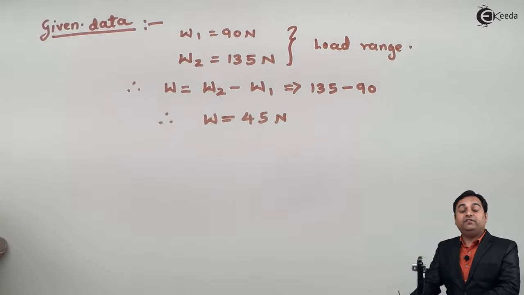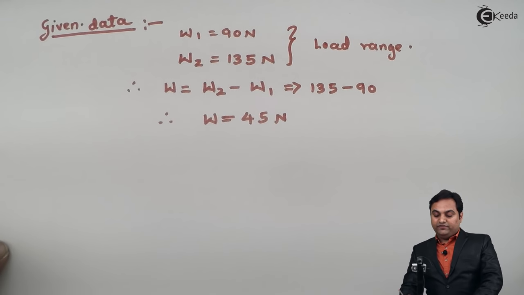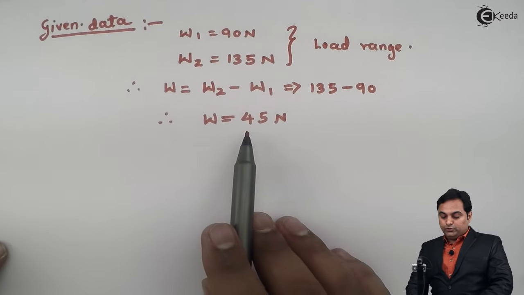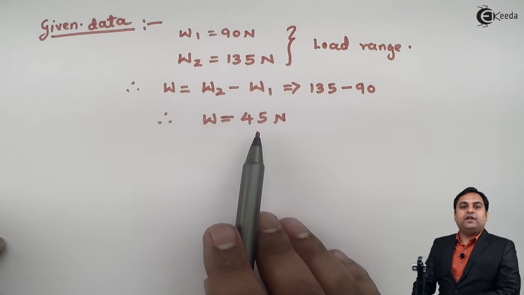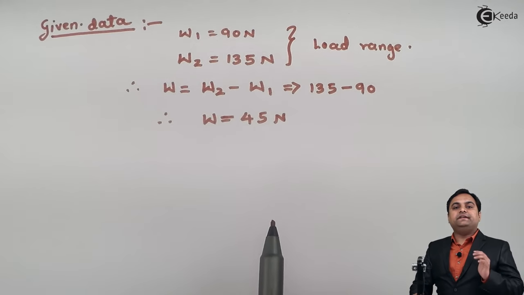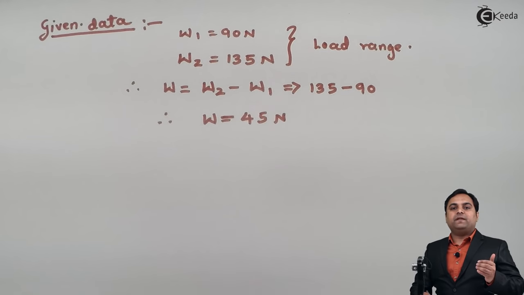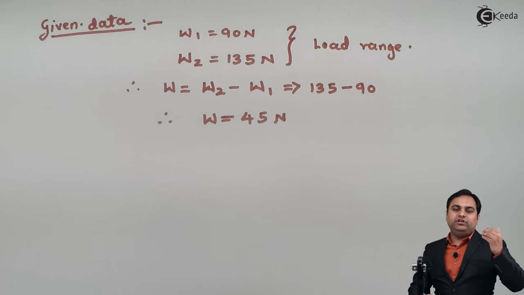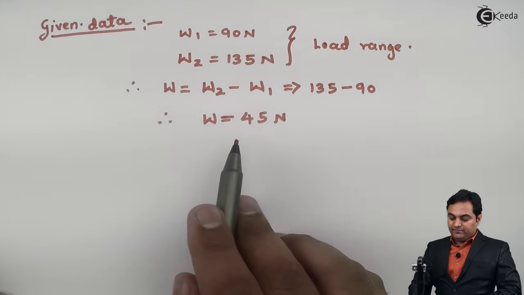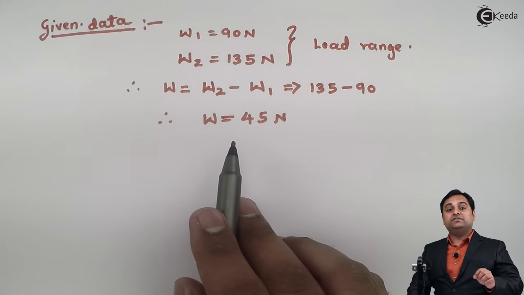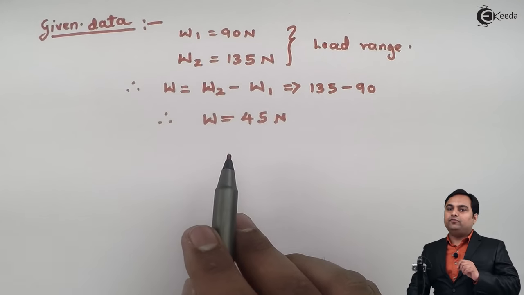So now this is very important. This 45 Newton is the value we have to use for designing such a spring. This 45 Newton is above 90, means once we reach the value of 90, then from that we have to start and we have to reach up to 135 Newton. So the difference between them is 45 Newton, and hence this spring would be designed for 45 Newton.